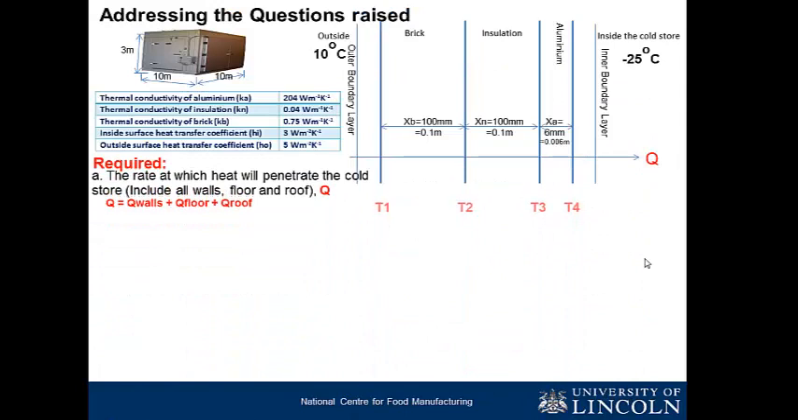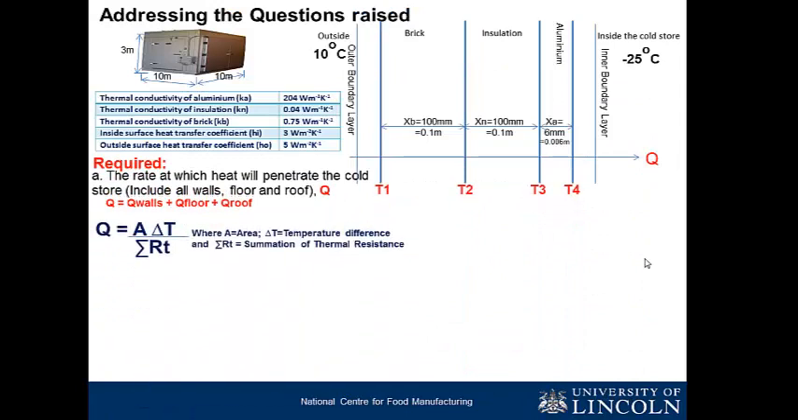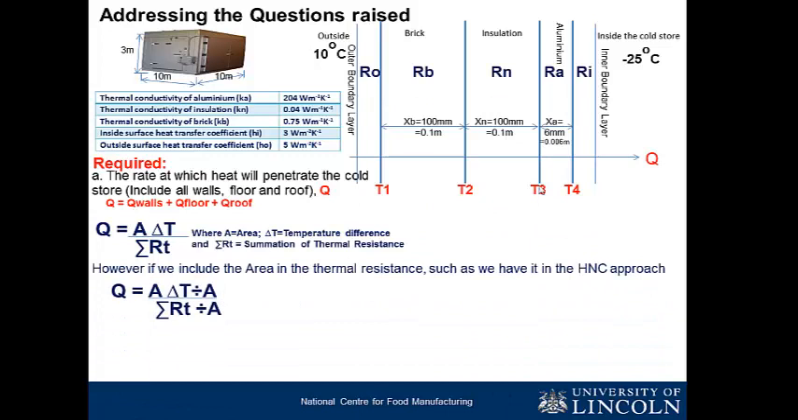Now, same problem but different approach. If you want to use the approach in the HNC book, we want to bring A into the thermal resistance. So if you divide the numerator by A, that's the area, and the denominator by A, because if you do something to the numerator, you need to do it to the denominator.